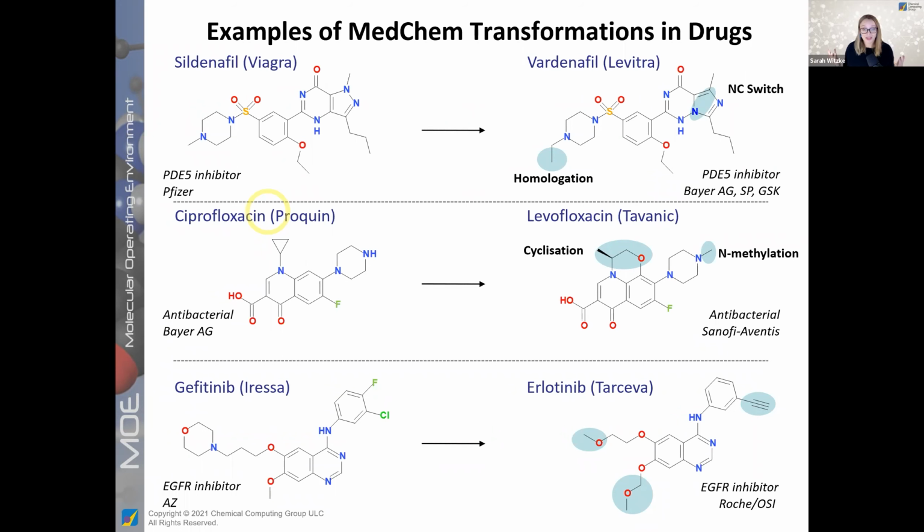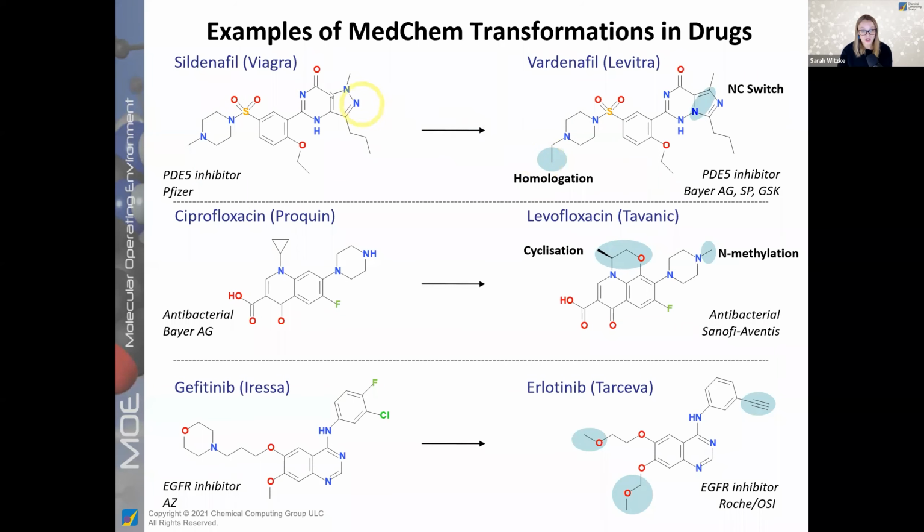So I've shown you a couple of examples of known medchem transformations on drugs. Up at the top of the slide, you see two different PDE5 inhibitors. On the left, we have Pfizer's sildenafil or Viagra, and on the right, we have Bayer's vardenafil or Levitra. Now, those two compounds are very, very similar. There are actually only two differences between them. The first one is that the piperazine ring on sildenafil only has a methyl group, whereas it has an ethyl group on vardenafil. This is an example of a transformation that we call a homologation. I'll come back to that one later.